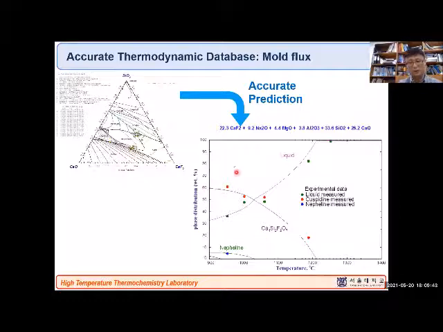And this is another example. This is the solidification of very complex slags, which are used in steel making for the casting process. And we make a prediction like this. And this data point was obtained from Tata Steel in Europe, because Tata Steel in Europe didn't believe our prediction. So they did their own experiment and then proved that our calculation is very accurate already here. So it's very nice.